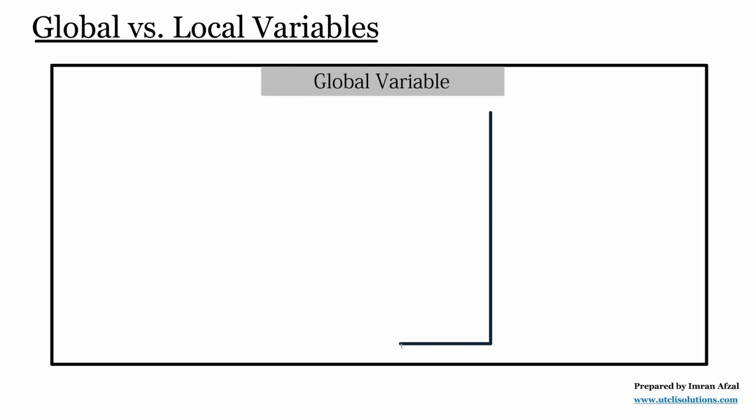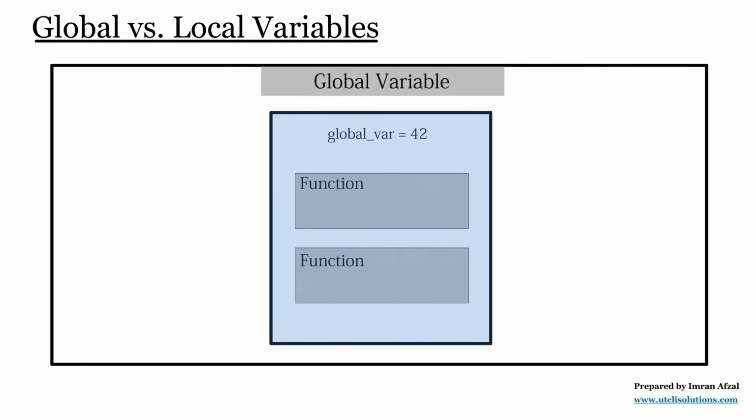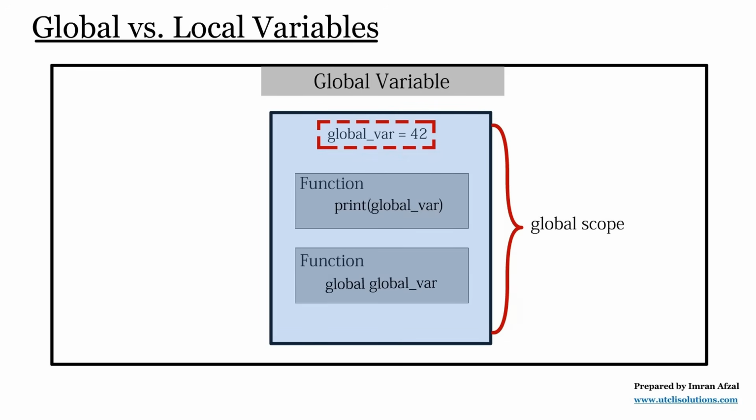All right, let's talk about global variables. On the other hand, a global variable is defined outside of all functions, usually at the top of a program. This type of variable is accessible and modifiable from any part of the program, including inside functions. However, to modify a global variable inside a function, you need to declare it as global using the global keyword.